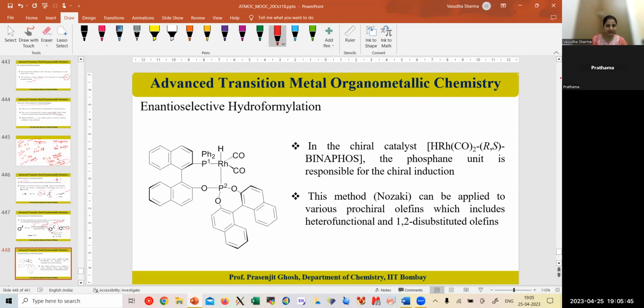And this is the BINAP system that I was talking about. This is chiral because of those phenyl rings. They are a little tilted, so chirality comes into the picture. Now, in a chiral system like this, the phosphine unit is responsible for the chiral induction.